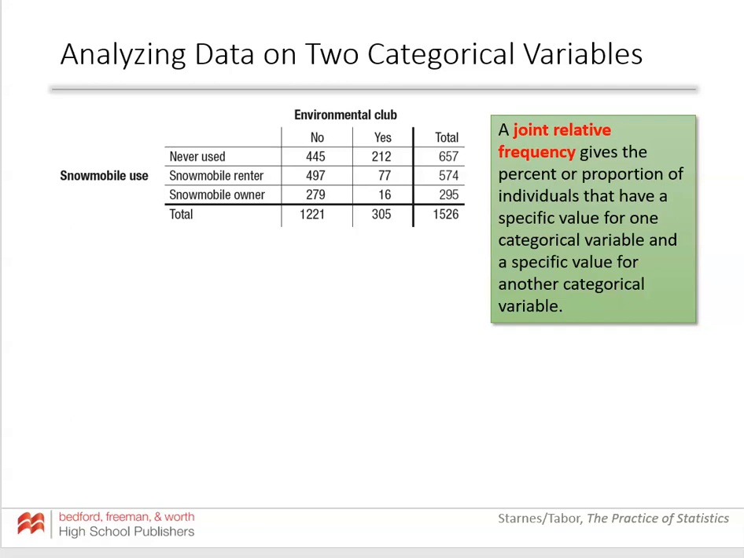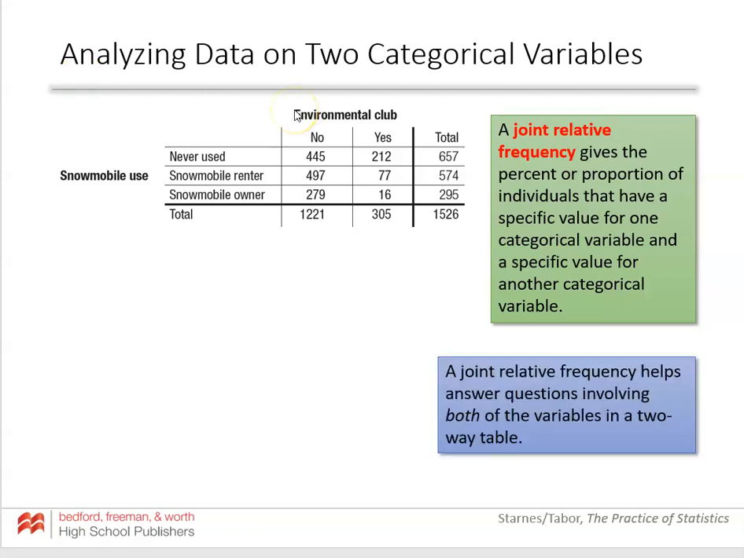In addition to the marginal frequency that we saw and the conditional relative frequency, there is also something called joint relative frequency. Joint relative frequency gives the percent or proportion of individuals that have a specific value for one categorical variable and a specific value for another categorical variable. Joint relative frequency helps answer the questions involving both of the variables in a two-way table.